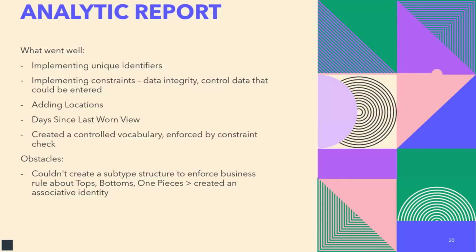We also created a controlled vocabulary enforced by constraint checks. This is applied to the attribute types, and especially for the jewelry and tops entities again. One of the challenges we came across and mentioned before was that we need to enforce the business rule about our baseline outfit of wearing tops and a bottom or just a one piece, etc. And we couldn't find a way to create a subtype structure, and so we created an associative identity entity instead, which was the outfit type entity.